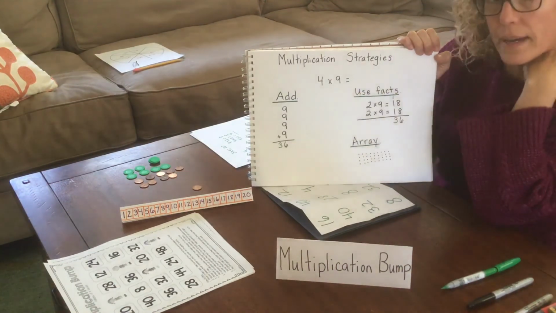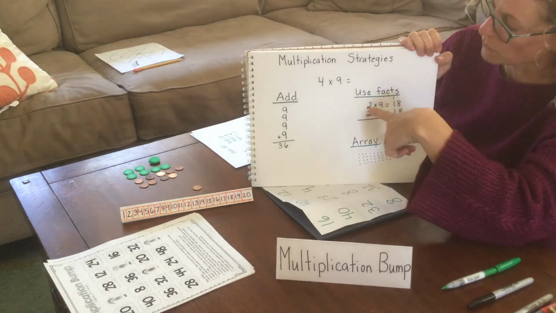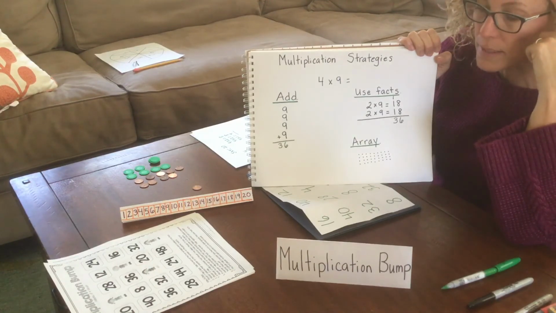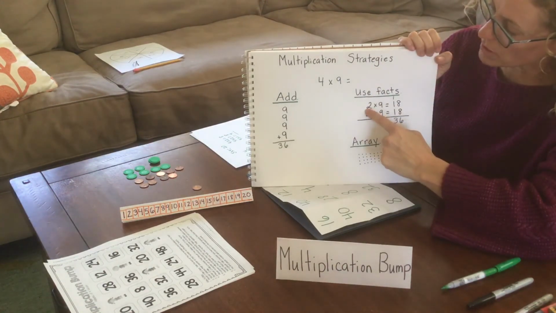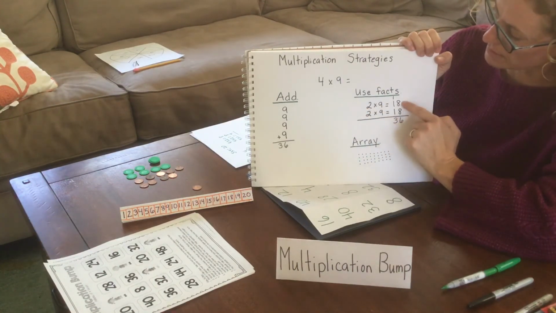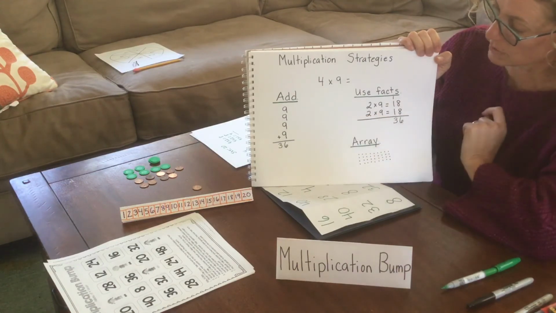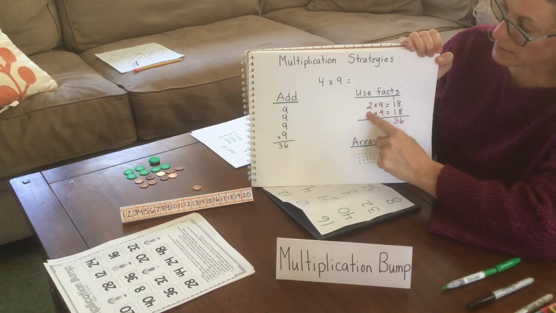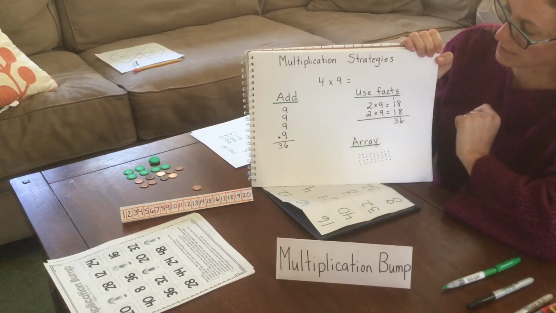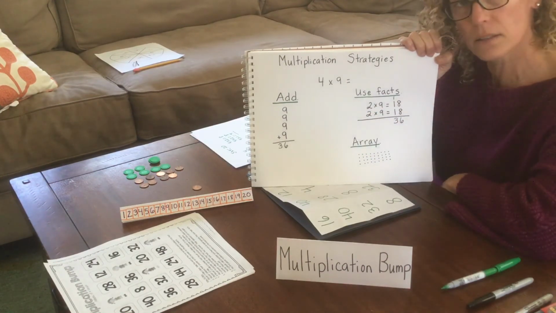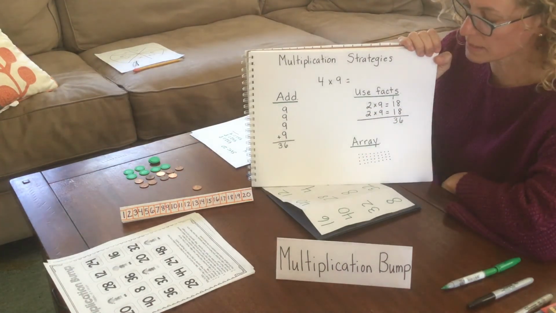Or you can use facts that you know. So for example, if I know my 2's because I know my doubles facts in addition, 2 times 9 is 18, plus another 2 times 9 is 18, so that's going to equal 4 times 9. And then I'll add up my 18s to get my answer of 36.